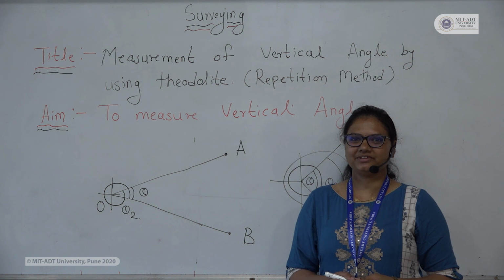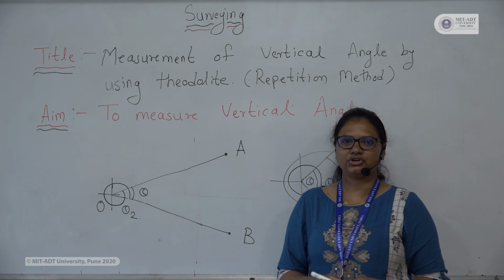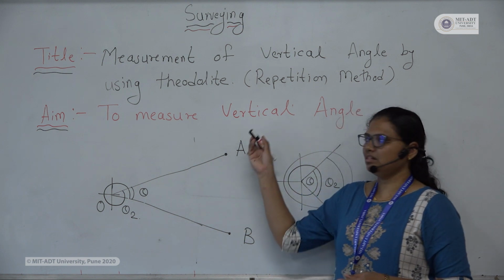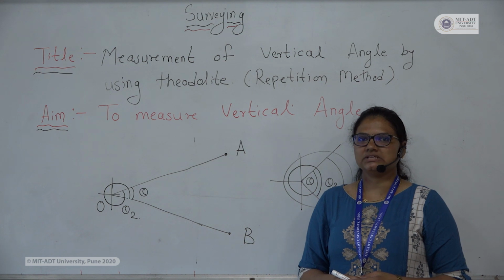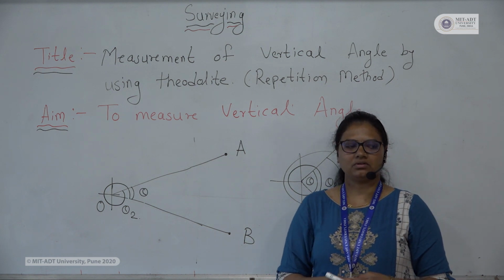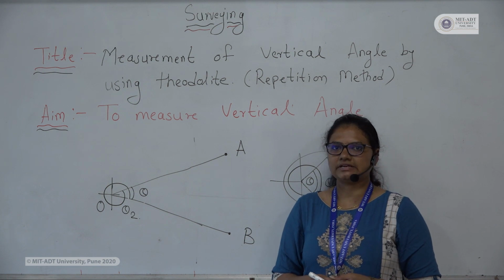So dear students, today we will see the practical of measurement of vertical angle by using the theodolite. So we will see the title. As it is written there, measurement of vertical angle by using the theodolite. Now we will have with us a 20-second theodolite, so we will use the theodolite of 20 seconds.